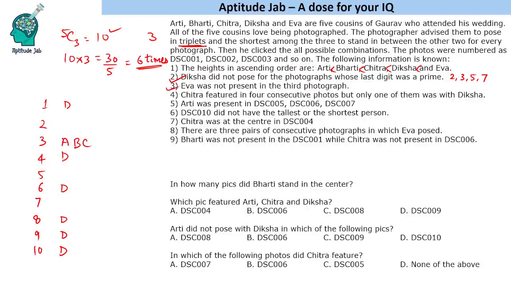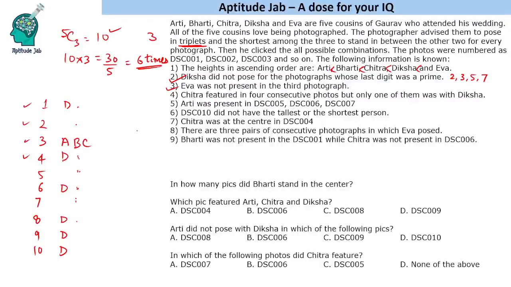Chitra featured in 4 consecutive photos, but only one of them was with Diksha. So C is present in 4 consecutive photos, but in only one of them will you have D there. Now you cannot have C in these photos because at least 2 times you will have D. Even if you take C like this, D will be present in 2 photographs. If you take 1, 2, 3, 4, D will be present in 2 photographs.